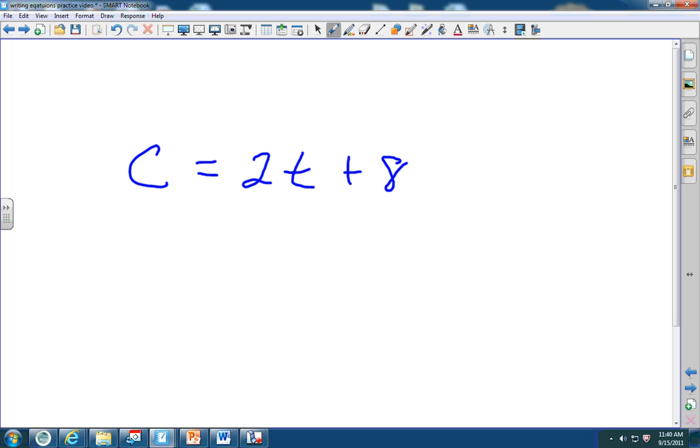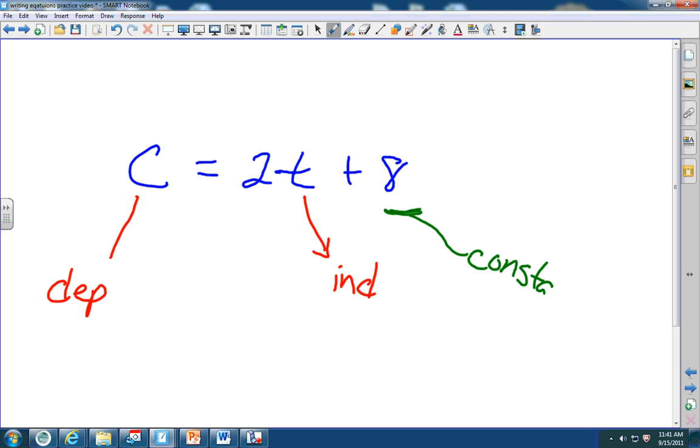Okay, let's try one more. Okay, c equals 2t plus 8. Pause the video and try and label your parts. T is my independent variable. C is my dependent. My 8 is by itself. It is the constant. 2 is with the variable. It is my coefficient.